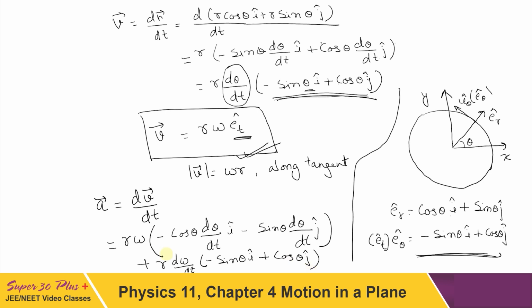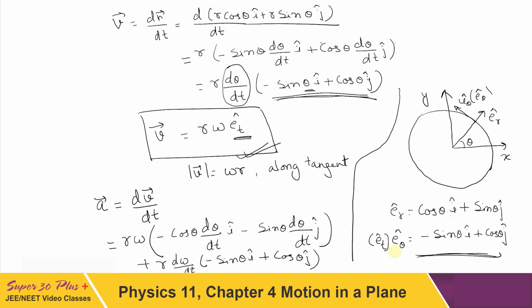As you can see what this term is, if you take the minus sign outside, it will come out as cos theta i plus sin theta j. And what about this term? Minus sin theta i plus cos theta j. This is e theta.